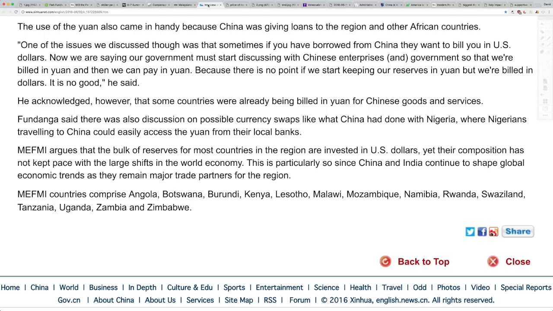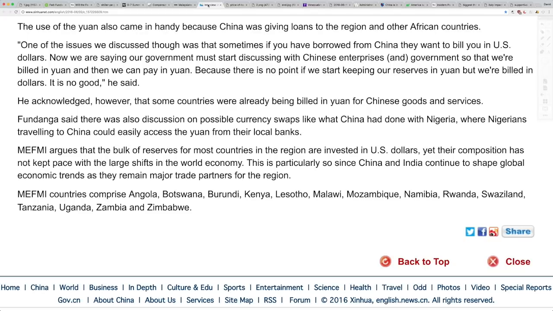The use of the yuan has come in handy because China gave loans to the region and other African countries. One of the issues we discussed, though, was that sometimes if you borrow from China, they want to bill you in US dollars. Now we are saying our government must start discussing with Chinese enterprises and governments so that we're billed in yuan, and then we can pay in yuan, because there's no point in keeping our reserves in yuan, but we're billed in dollars. It's no good.